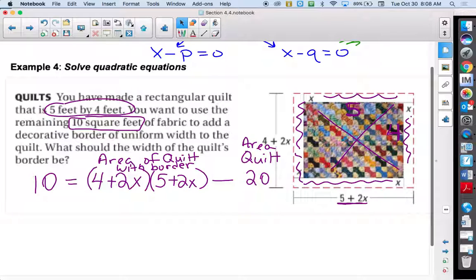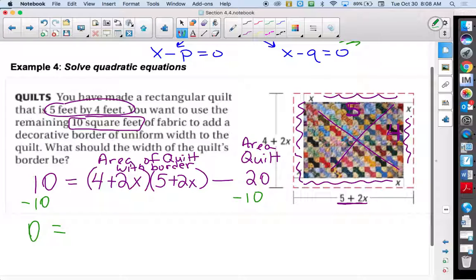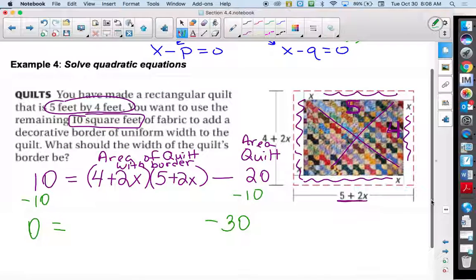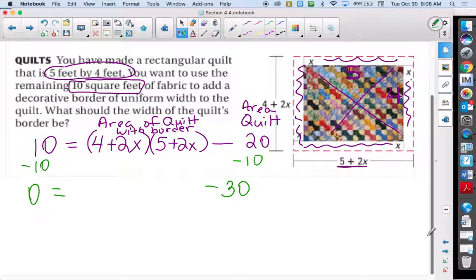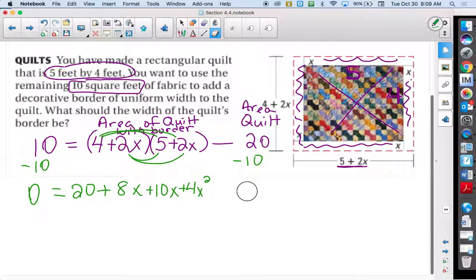Abby? You have to move the 10 to the other side. So we have to take this 10 to the other side. Zero product property says it has to be equal to 0. So that means this is minus 30. What else do you have to do, Abby? You have to factor. Yeah, so we've got to FOIL this first, and then we're going to factor it. So we've got to do the foiling part. And then combine all of your like terms.